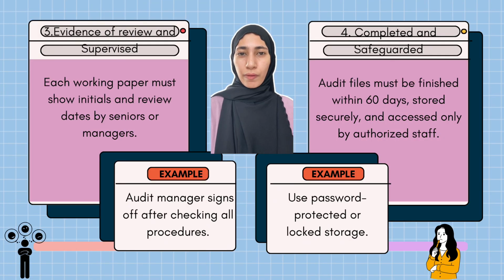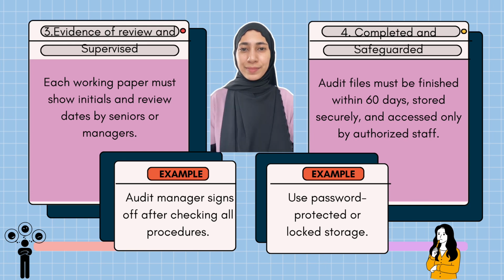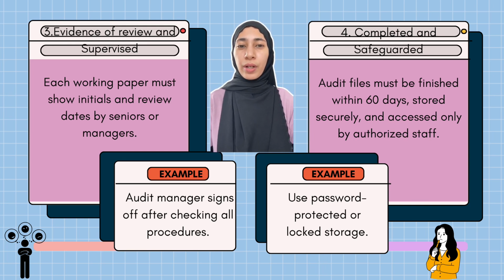Next, evidence of review and supervision. Working papers must clearly show that they were reviewed by different audit levels: assistant, senior, manager, and partner. Each reviewer should sign or initial with the date as proof of supervision and quality control. For example, the audit manager will sign off after checking that all audit procedures were completed accurately. In conclusion, good audit working papers should be complete, organized, reviewed, and securely kept, ensuring they support the auditor's opinion and comply with professional standards.